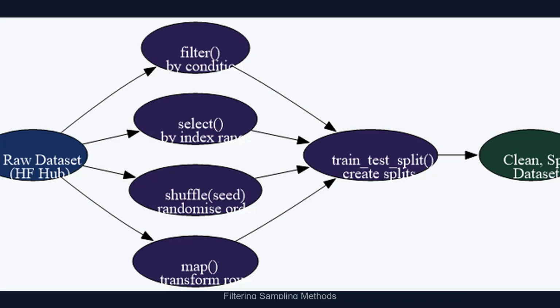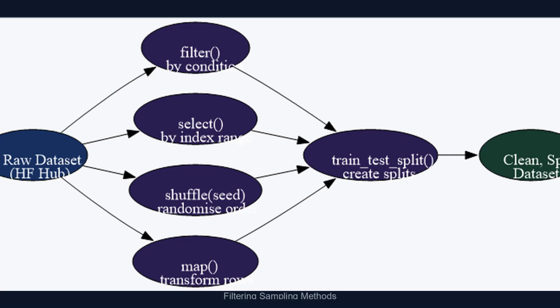This diagram maps the filtering and sampling functions onto the data flow. Starting from a raw dataset pulled from the hub, filter extracts rows matching a condition. Select pulls rows by index range, giving you precise slices. Shuffle with a seed randomizes the order for unbiased training. Map applies a transformation function to every row.